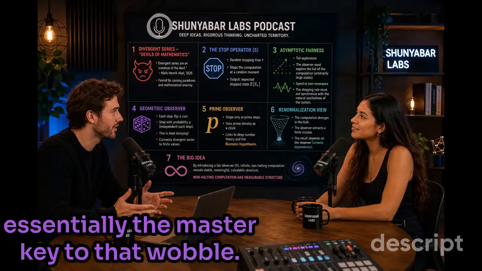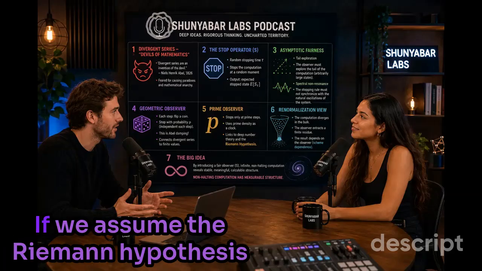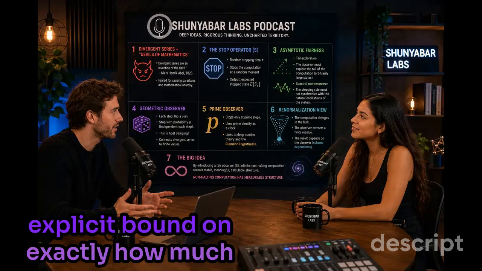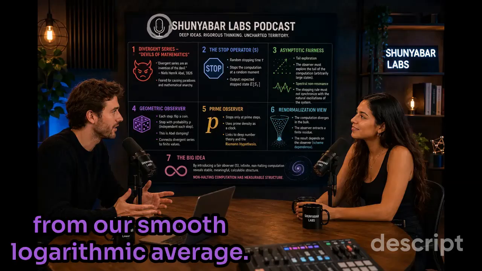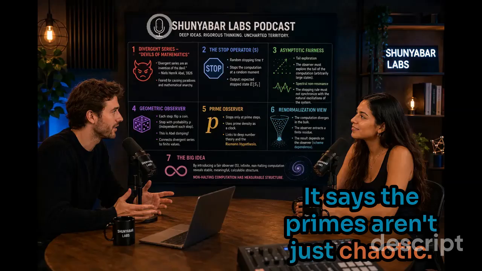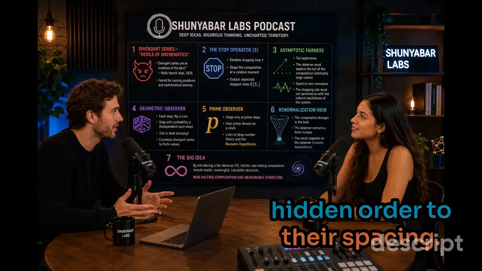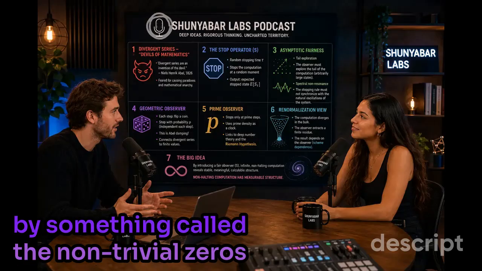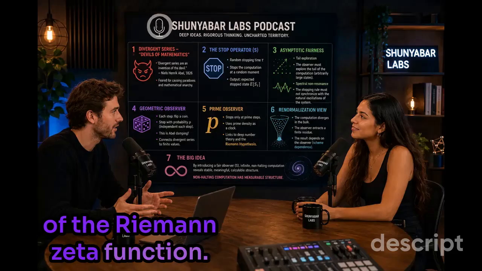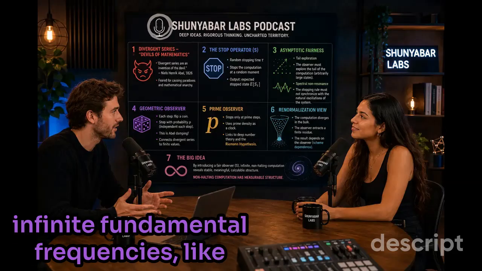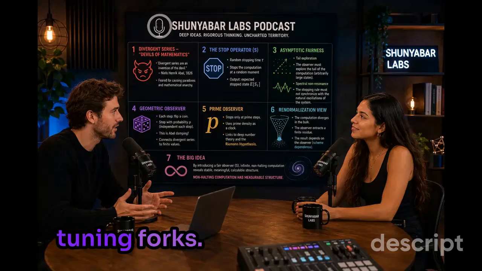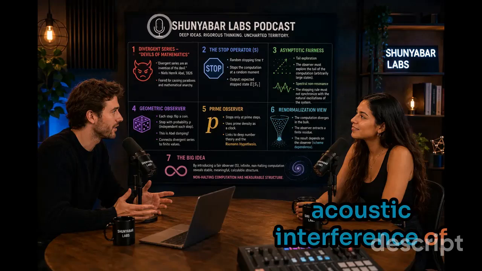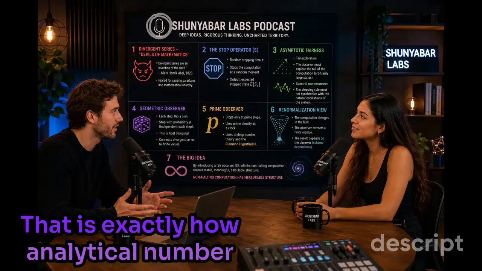And the Riemann hypothesis is essentially the master key to that wobble. If we assume the Riemann hypothesis is true, it provides a phenomenally tight, explicit bound on exactly how much the true count of primes deviates from our smooth logarithmic average. It says the primes aren't just chaotic, there is a highly constrained, hidden order to their spacing. And that hidden order, the exact fluctuation of the primes, is governed by something called the non-trivial zeros of the Riemann zeta function. You can think of these zeros as a set of infinite fundamental frequencies, like tuning forks. So the prime numbers are laid out on the number line based on the complex acoustic interference of these infinite tuning forks. That is exactly how analytical number theory views it.